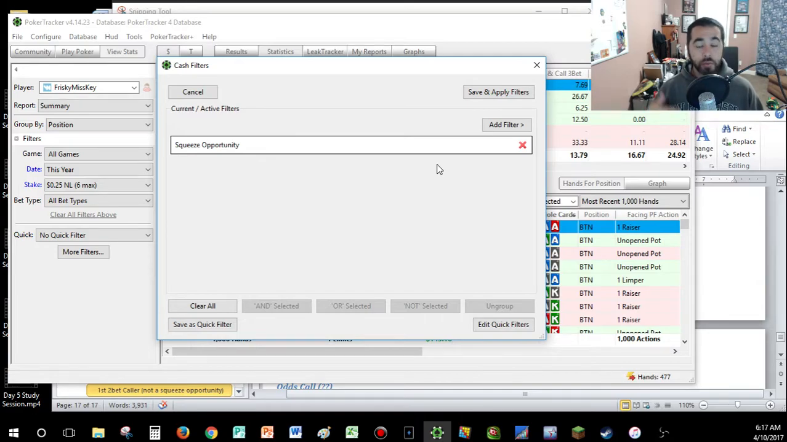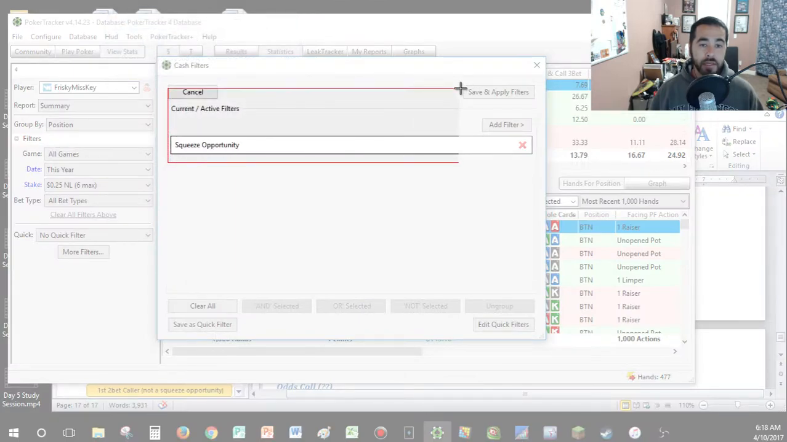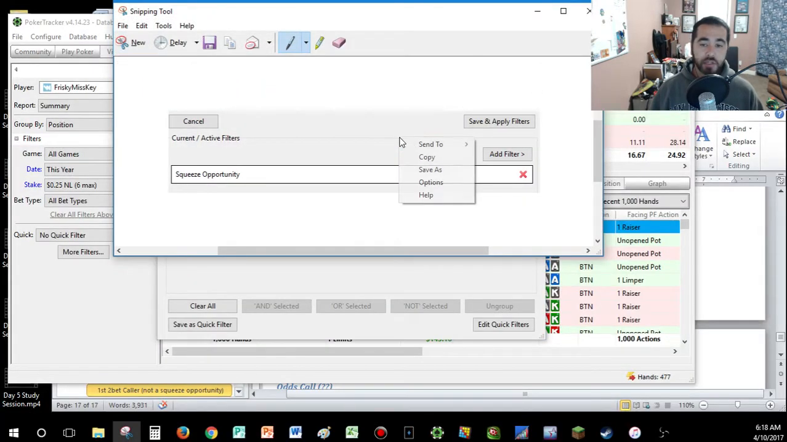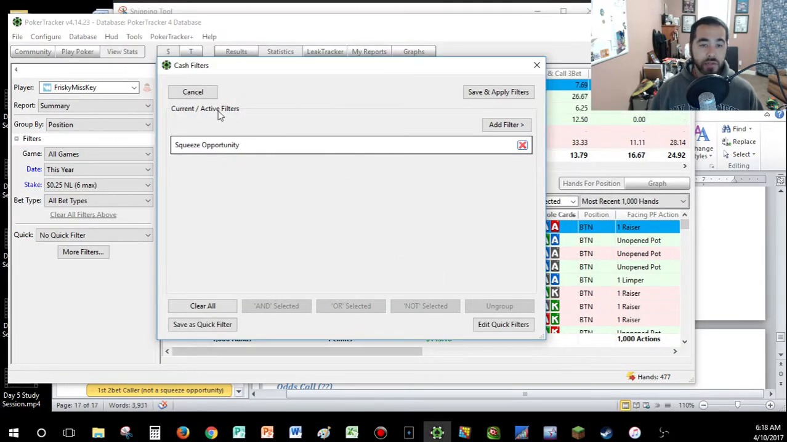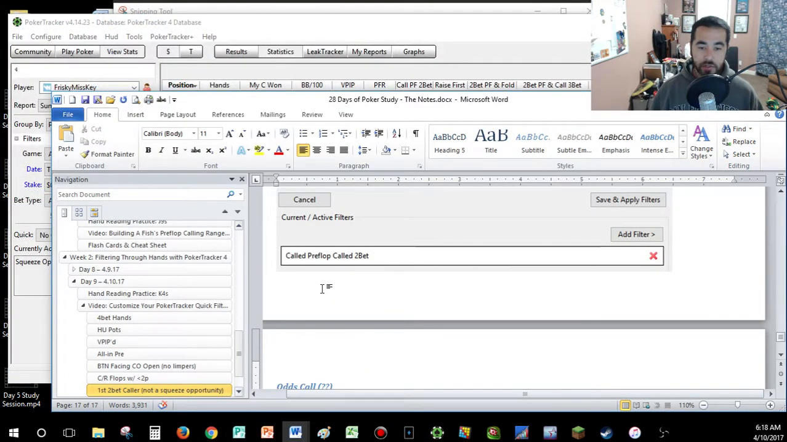Now this separates it. Sure, we could call the 2-bet or we could 3-bet, but we're facing an open and a caller right here. So this is actually a pretty good filter if you want to add some squeezes into your game, especially if you're thinking about adding squeezes in the blinds. So let's take a look at that in just a sec.